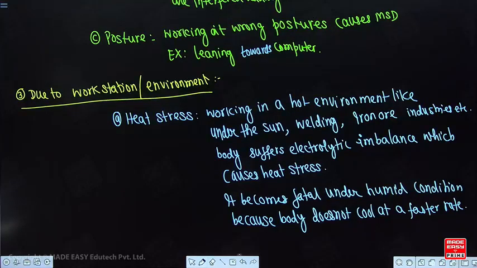Electrolytic imbalance means, see, in our body the sodium, potassium, these salts are there, right? So they maintain the body temperature, correct? Our body also produces some kind of temperature. For example, when there is a stomach upset, the doctor gives the electrolytic thing like electral powder, so that the body restores the essential chemicals that have been lost, correct? Excessive sweating also causes electrolytic imbalance.